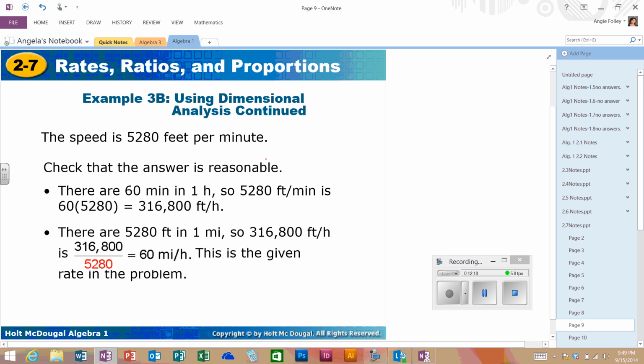You can check your answer to see if it's reasonable. They're saying, okay, there's 60 minutes in an hour, so 5,280 feet in a minute would be 60 times that, which is a pretty big number in an hour. They're just kind of showing you how to check your answer mentally. You can read through that if you want.